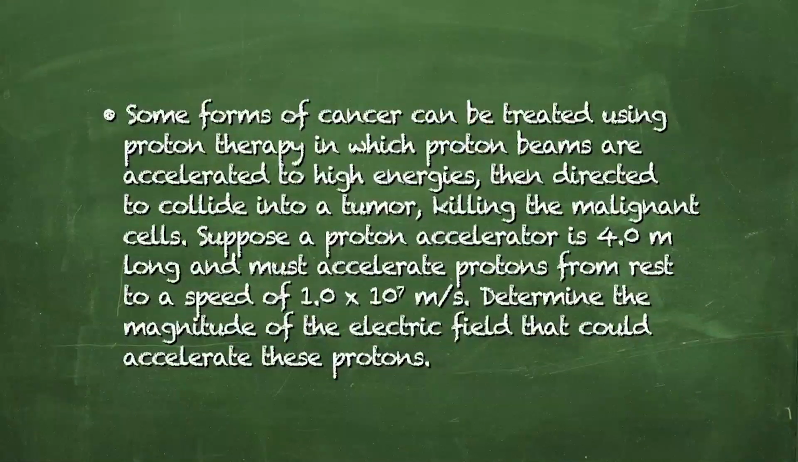Some forms of cancer can be treated using proton therapy, in which proton beams are accelerated to high energies, then directed to collide into a tumor, killing the malignant cells. Suppose a proton accelerator is 4 meters long and must accelerate protons from rest to a speed of 1 times 10 to the 7 meters per second. Determine the magnitude of the electric field that would accelerate these protons. So once again, draw a diagram, list your knowns and unknowns, and go ahead and give it a shot.